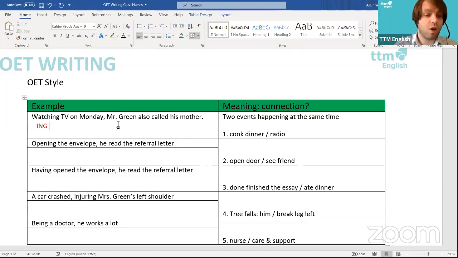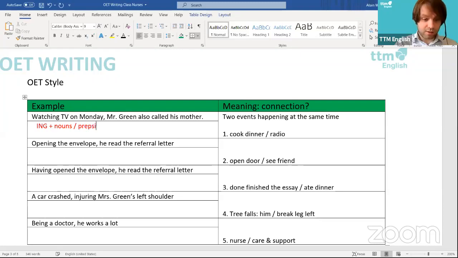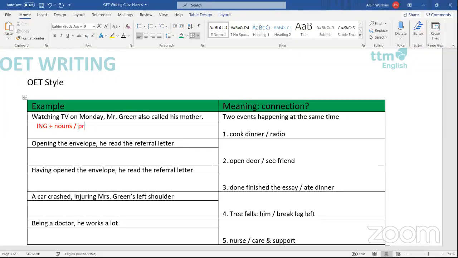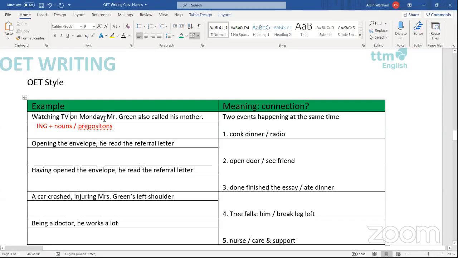No, right? There's no verbs, right? So plus, it's usually just nouns or prepositions. Okay. Does that make sense, Mittal? Preposition on. In this clause, I cannot have verbs. I can only have nouns and prepositions, like watching TV on Monday.